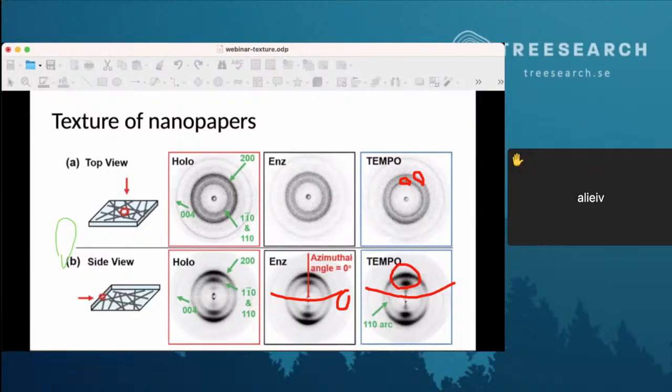And the last question: what is your thought about the widely utilized Scherrer equation for the crystalline size estimation of cellulosic material, for instance?